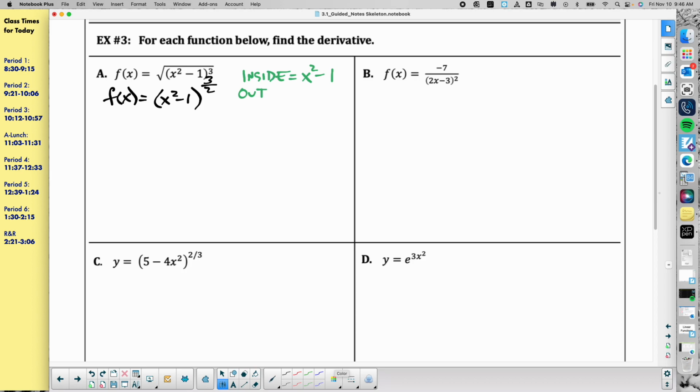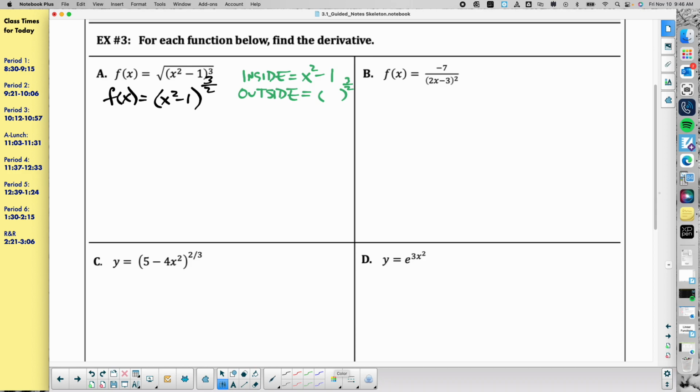Would this help if I wrote this, kind of like when we did f, f prime, g, g prime? You don't have to do this, but if it helps you, yes, do it. The outside is the 3/2 power. I don't care how you want to write it. I'm going to write it like this for you guys so that you understand where I'm coming from. But the outside power is going to be something to the 3/2 power.